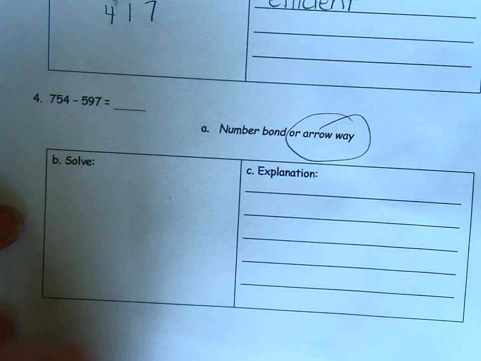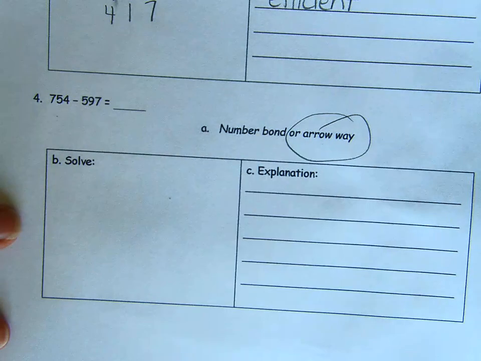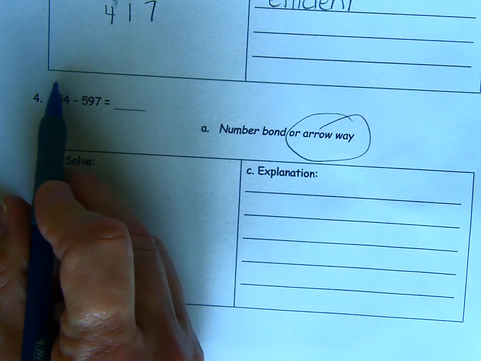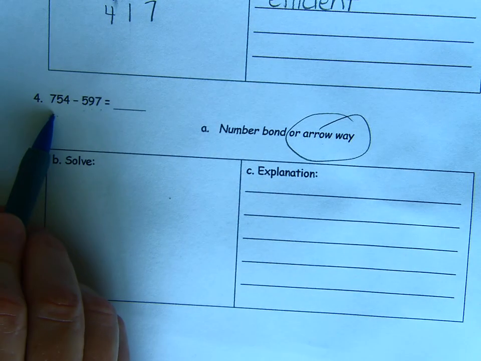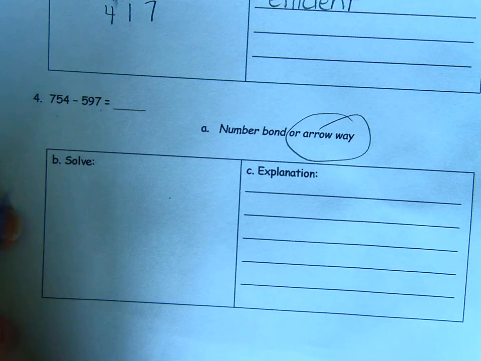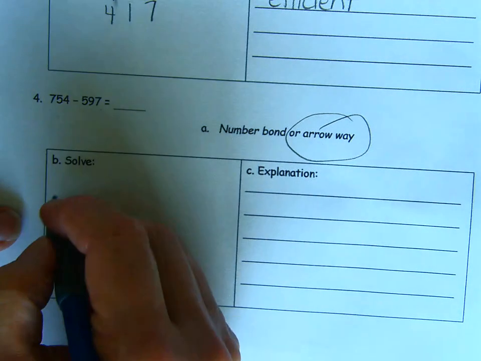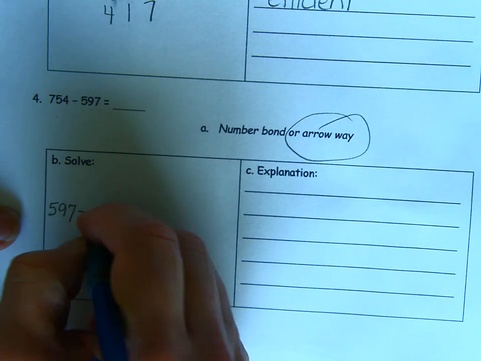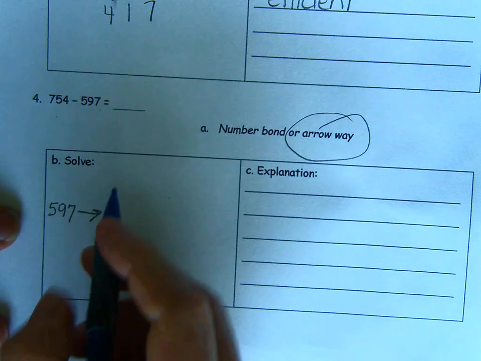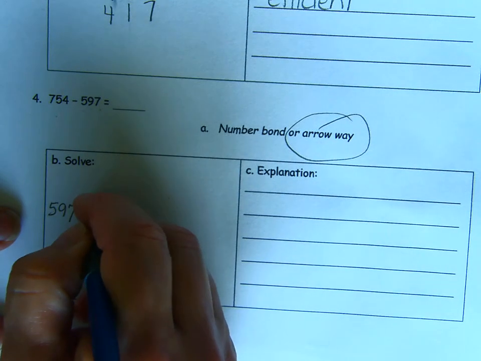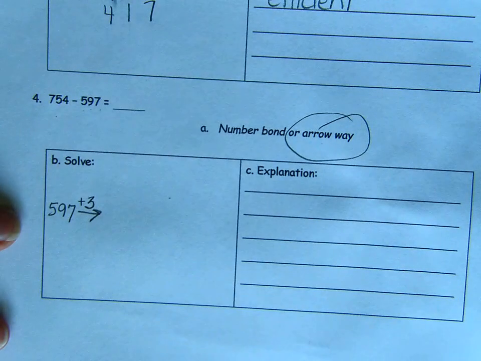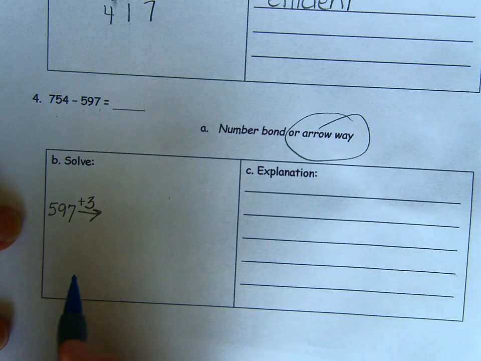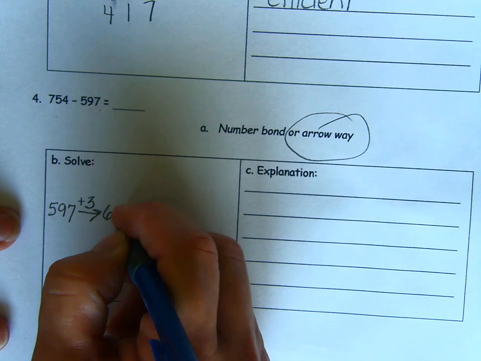Now, I think it's always easier to go up rather than back. So I'm going to start at 597 and count up until I get to 754. You might choose to do it the other way. That's fine. So I'm starting with 597, and I am absolutely going to add 3 to get me to the next friendly number, which is the next 100 in this case. If I add 3 to 597, I'm going to get 600.